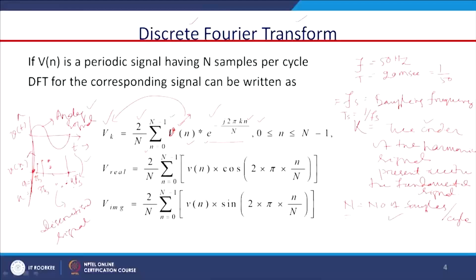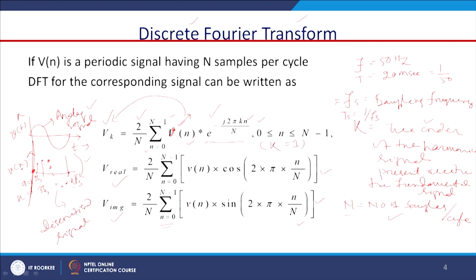Now, if we decompose this above equation, we have a real part and also an imaginary part. This is 2 by N summation of n equal to 0 to N minus 1, v(n) into sine 2 pi n by N. This is one expression, this is our imaginary part expression, and this is our real part expression. Now, in this case this k is considered as 1.